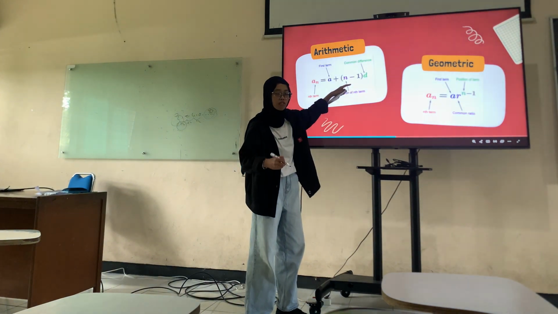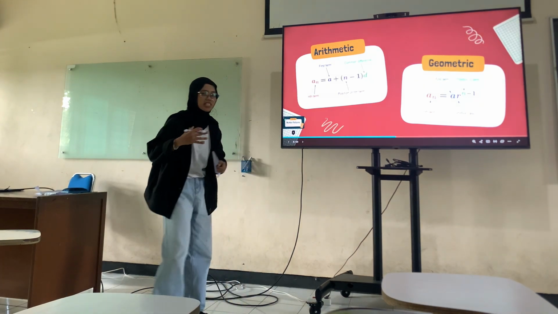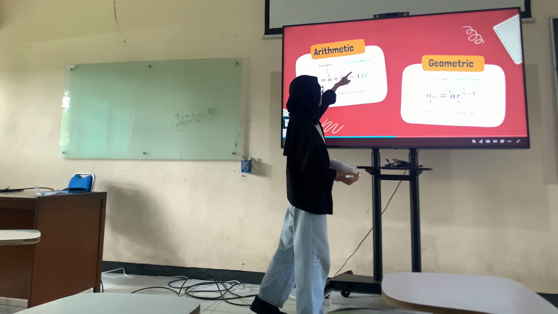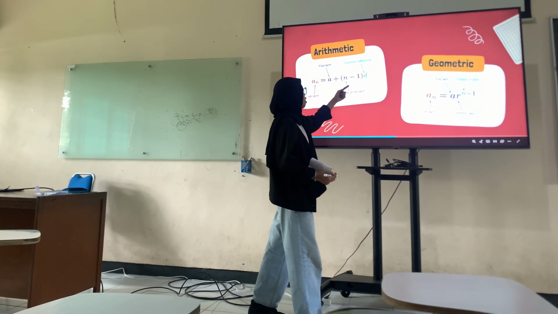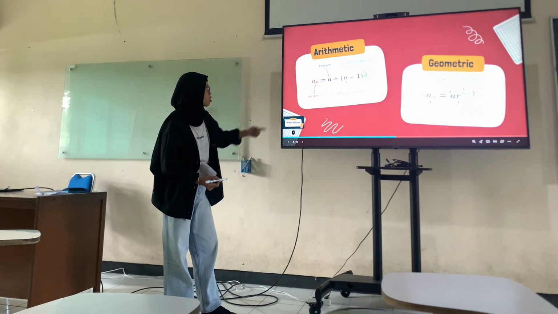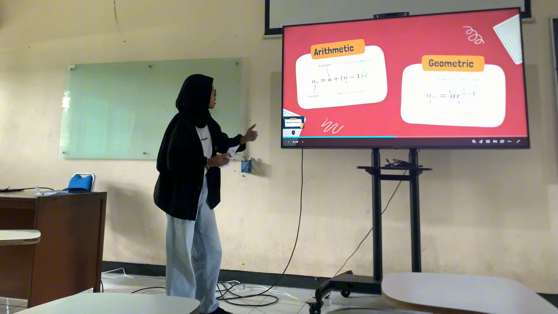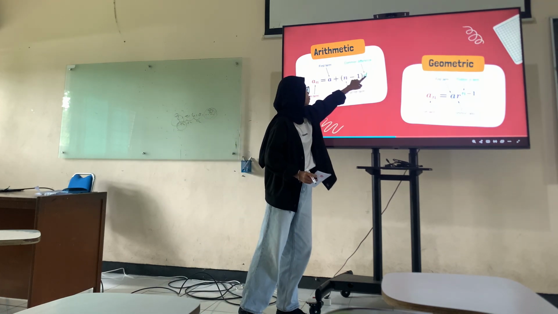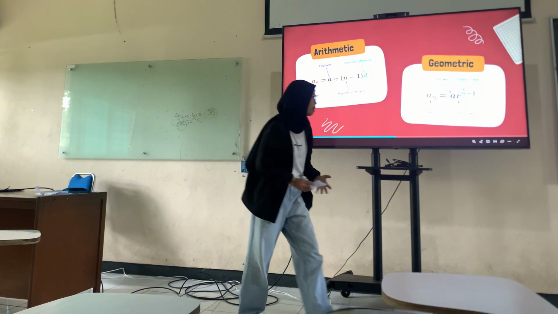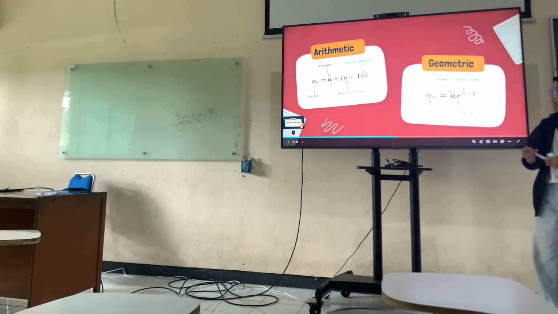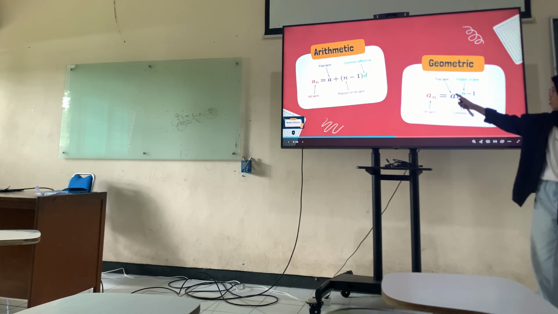And then D in here is called common difference. What is called common difference? You still remember, right? In arithmetic, each term is found by adding and subtracting. That's why in the formula it's called common difference. So when you find each term is found by adding and subtracting, you put the value in here. But how about in geometry?